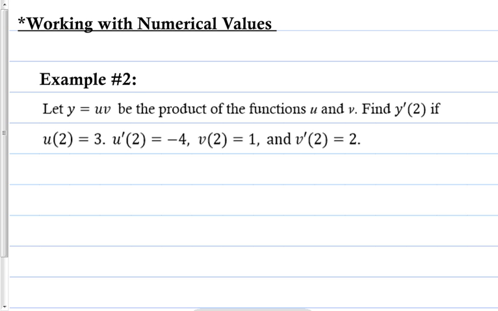Now, they tell me u of 2 is equal to 3. U prime of 2 is equal to negative 4. V of 2 is equal to 1. And v prime of 2 is equal to 2. And this is supposed to be a comma.